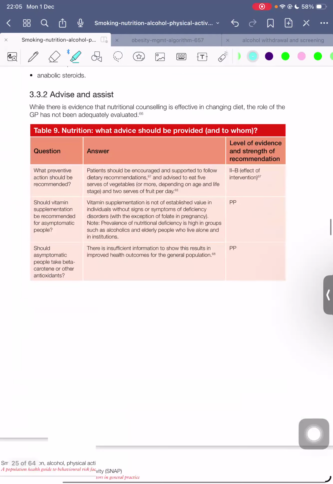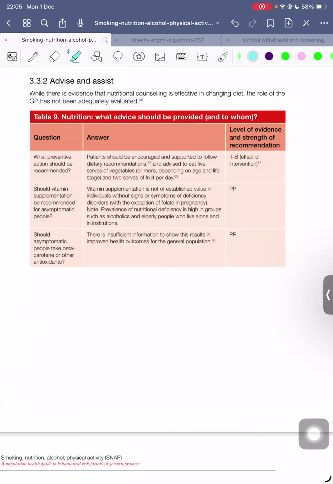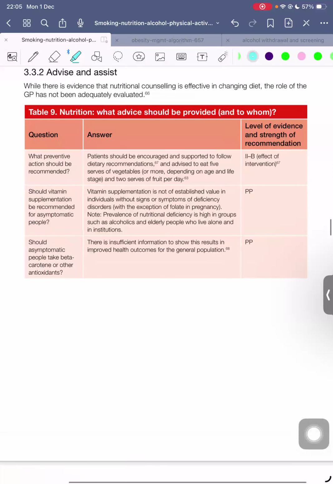Here, in the advice, we can encourage patients to take more vegetables, fruits, meats and other nuts and everything, and reduce fat. Those are the advice, and we have to advise a patient about vitamin supplementation. But in here, vitamin supplementation is not of established value in individuals without signs or symptoms of deficiency or disorder. Remember this part as well.